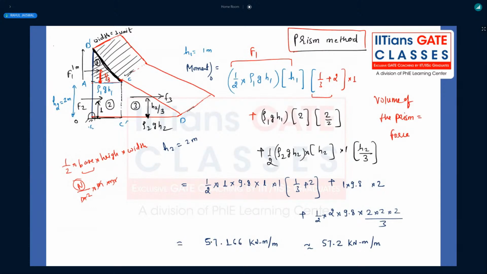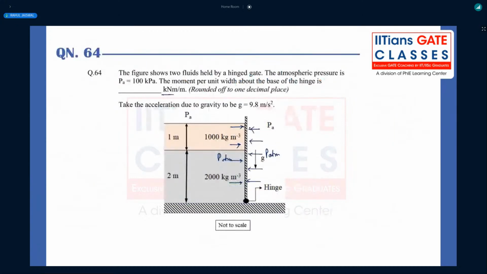So this is a very basic prism method that is already given in the textbook also. You can follow that, and if you just want to follow the standard procedure, in the other reference also this particular method is given, right? So this is all about this particular question number 64.